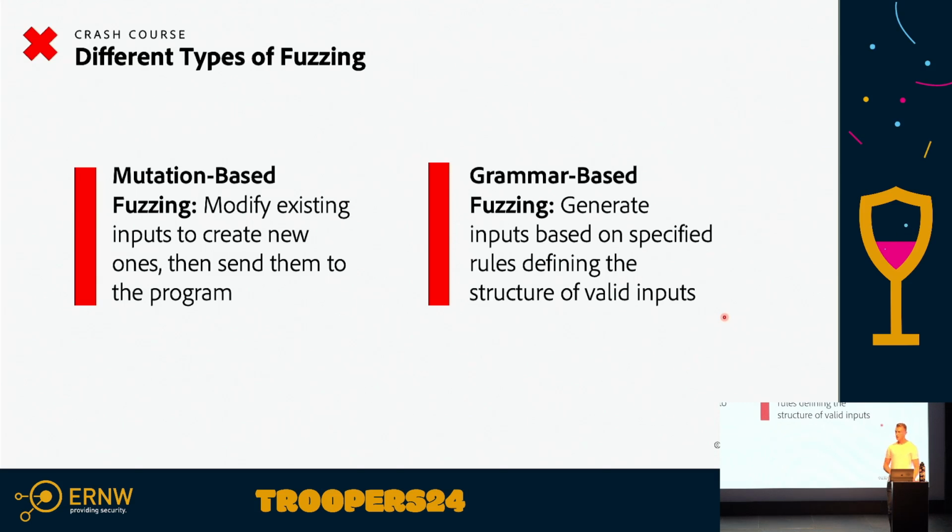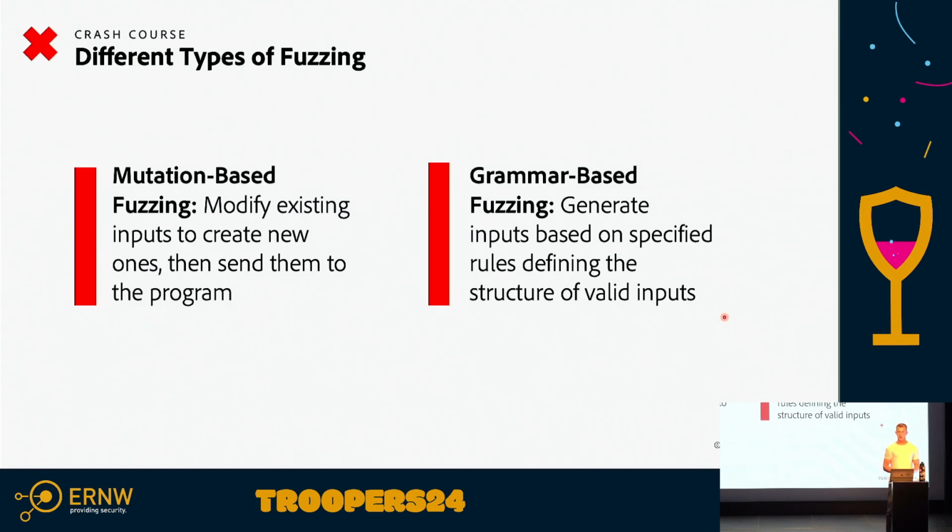So there are two main types of fuzzing that we're going to talk about today. The first is mutation-based fuzzing. This is where we take existing inputs that we know are valid through an attack vector, and we modify them to create new and more interesting inputs. Then we send them back to the program.